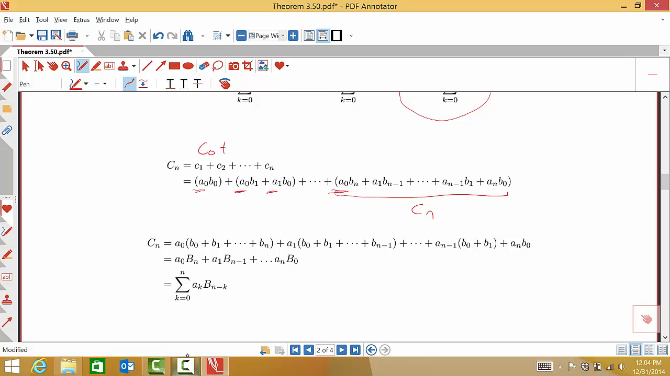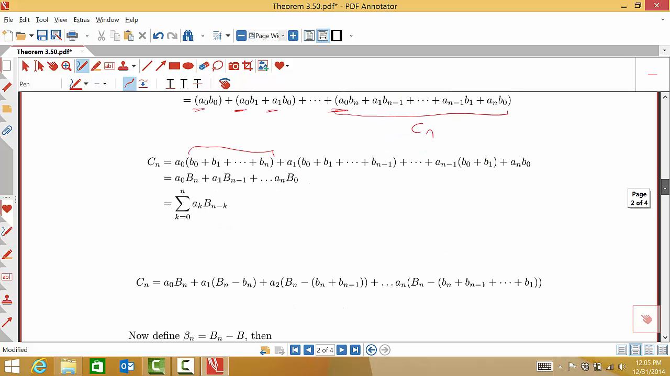So really what we're doing here is we have A0 times the sum of all of the b's. So that's our capital B sub n, a partial sum. A1 is going to be times a partial sum that doesn't go quite as far. It's going to stop at B sub n minus 1, and we can continue this product. So now we have a different way of writing this: sum k equals 0 to n, a sub k times capital B sub n minus k. So we're a little bit closer.